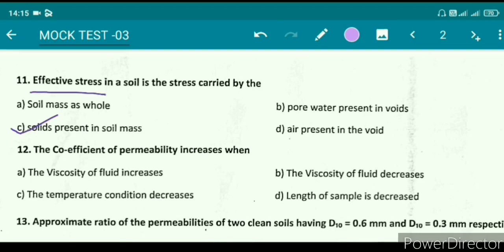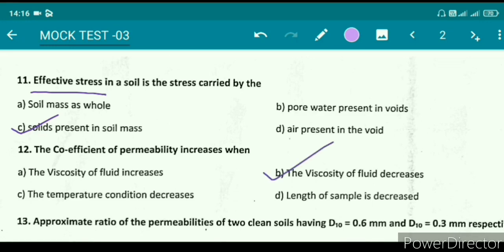So the next question is, the coefficient of permeability increases when option A, the viscosity of fluid increases, option B, the viscosity of fluid decreases, option C, the temperature decreases, and option D, the length of sample decreases. So the right answer for this question is the viscosity of fluid decreases. Coefficient of permeability is inversely proportional to the viscosity of fluid. You have to remember this also.